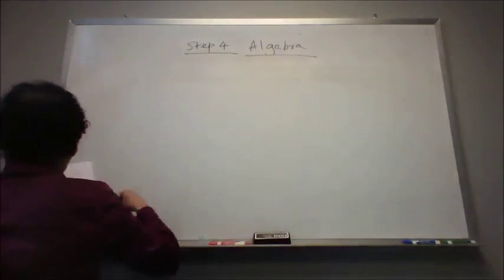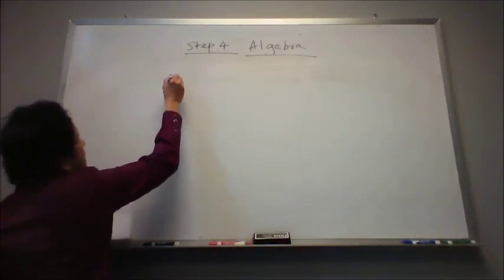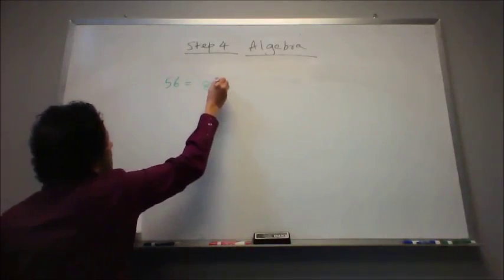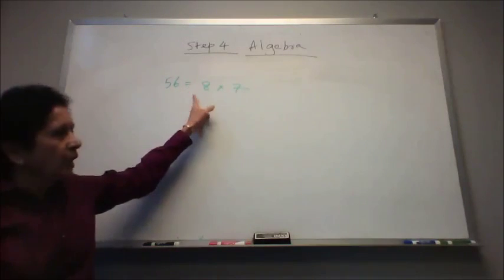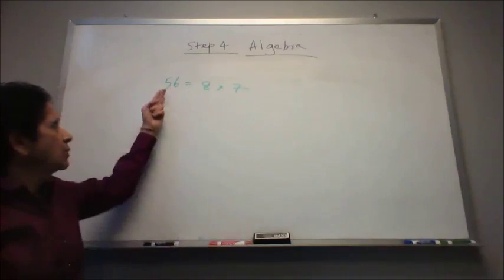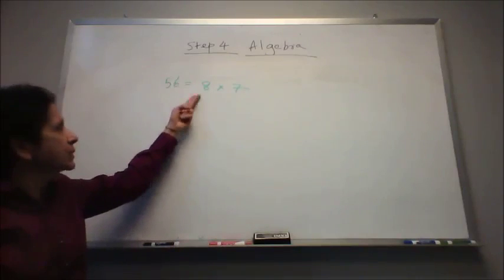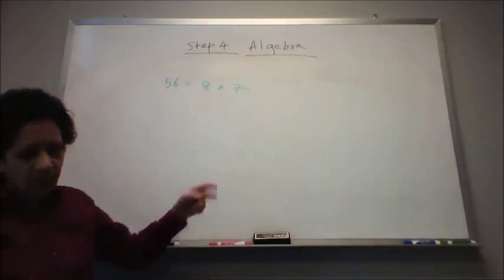So for example, if you take a number, 56, you can write that as 8 times 7, right? 8 is a factor, 7 is a factor. So that's what we mean by factoring: factoring 56 is like writing 56 as 8 times 7.